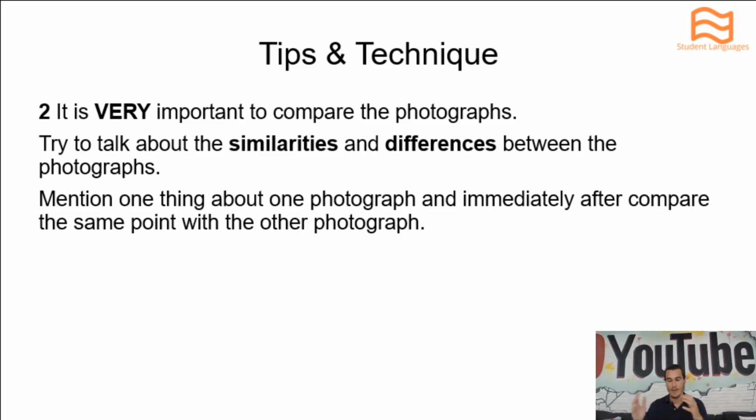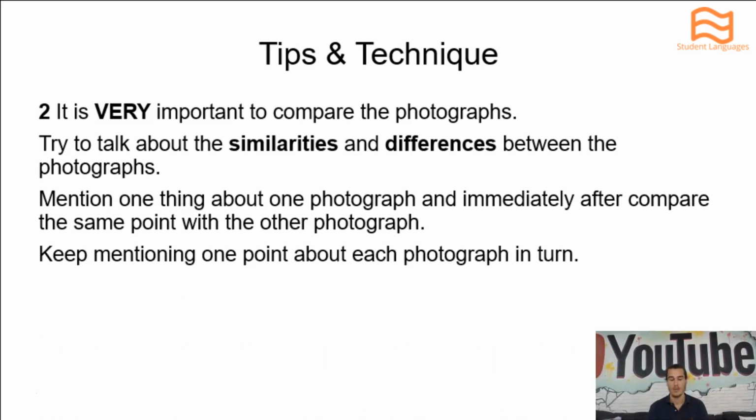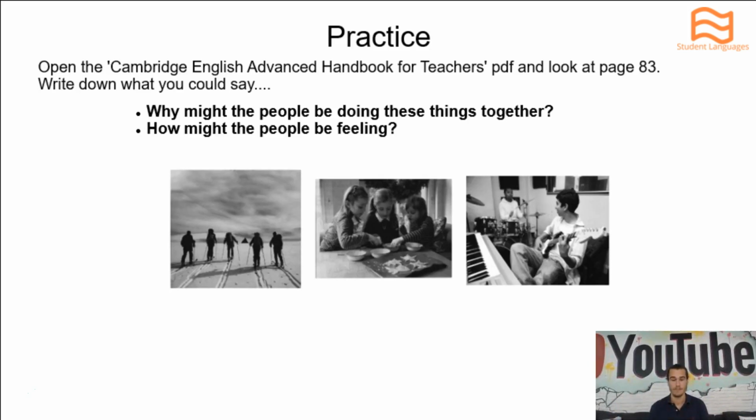This allows you to speak about both photographs equally, which is very important as well. So keep mentioning one point about one photograph, and then the same point about the other photograph, and then one point about the first photograph, and another point about the second photograph, like this. Because you don't want to just talk all the time about one photograph. You need to have a balance, talking about both of them.